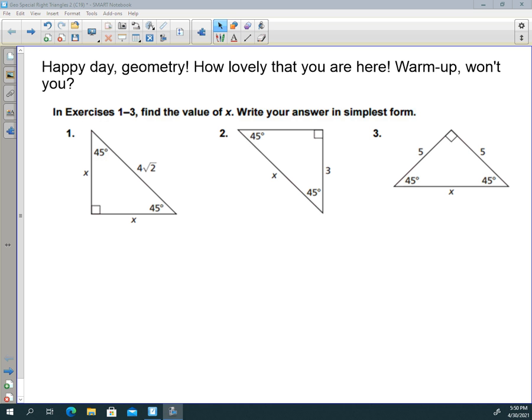Here we go, another little bit of geometry. We are almost at the end of the school year, you guys. This is the last unit, not the last lesson, but the last unit. It's getting close, y'all. So the last time we talked about 45, 45, 90 triangles, or isosceles right triangles. How about you pause this video and do this warm-up? Go.